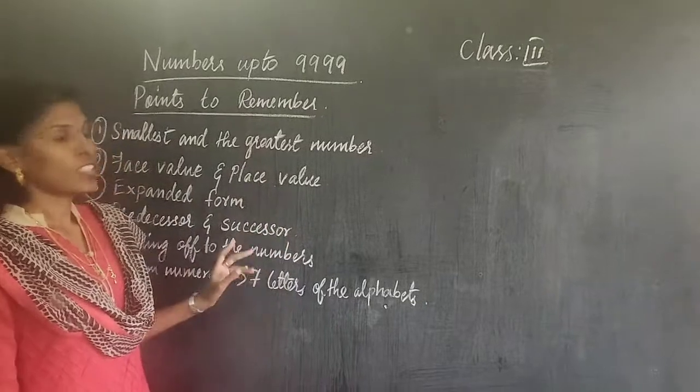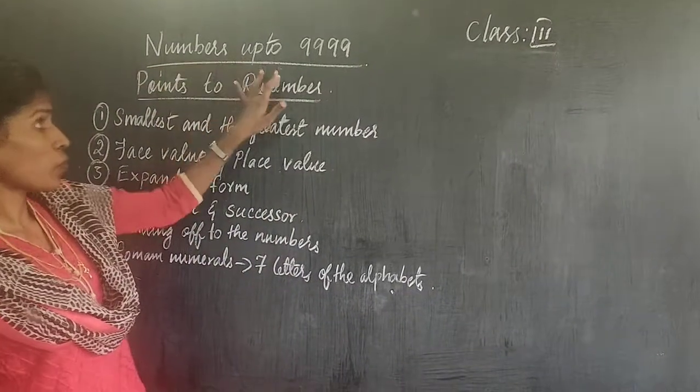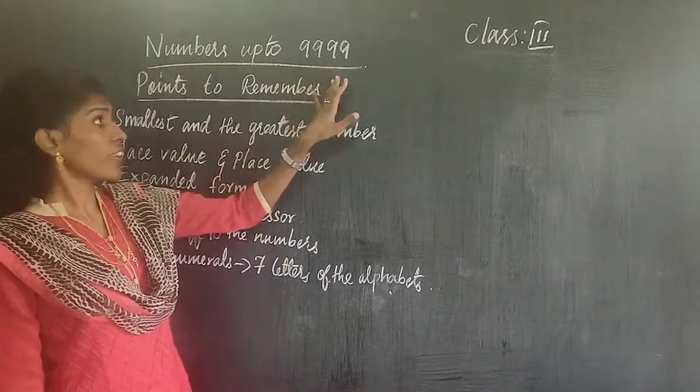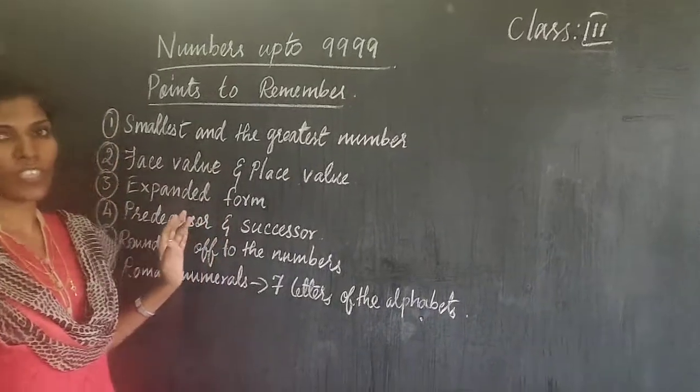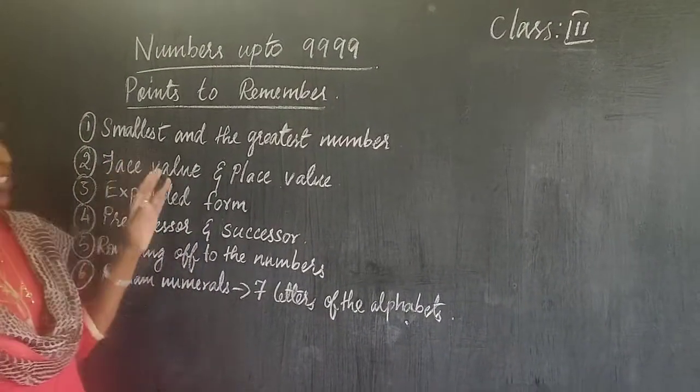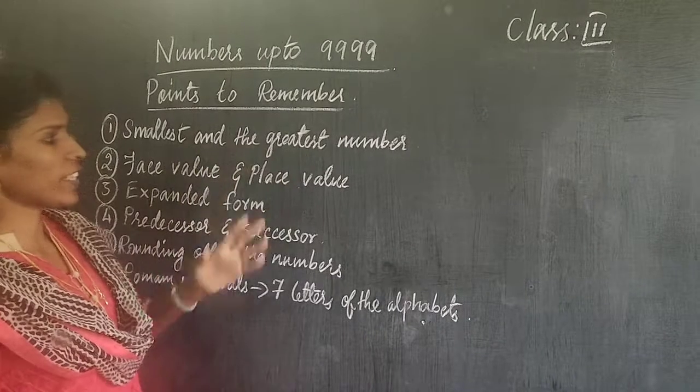Finish one chapter, that is numbers up to 9999. So in this, what are the important points to remember, that I will just give a glance at. First, we learn the smallest and the greatest number.